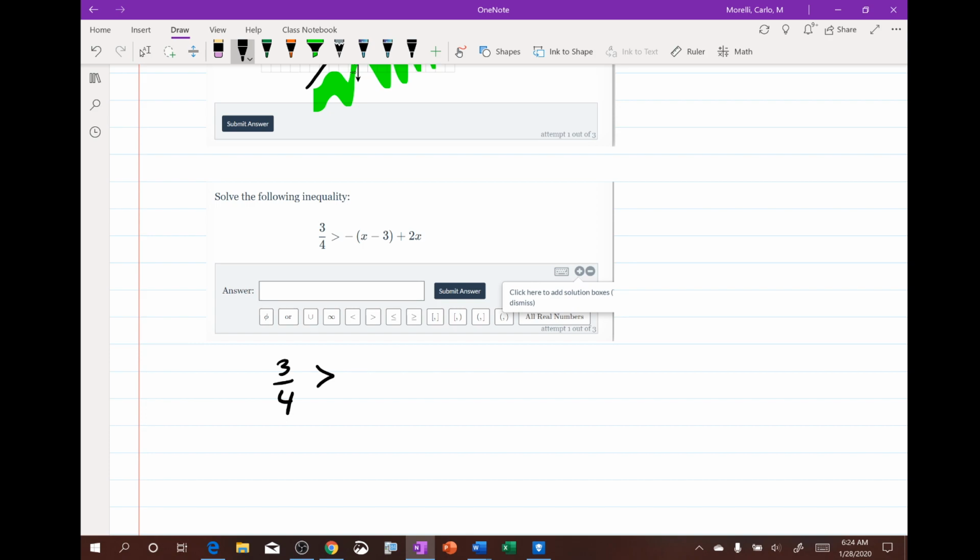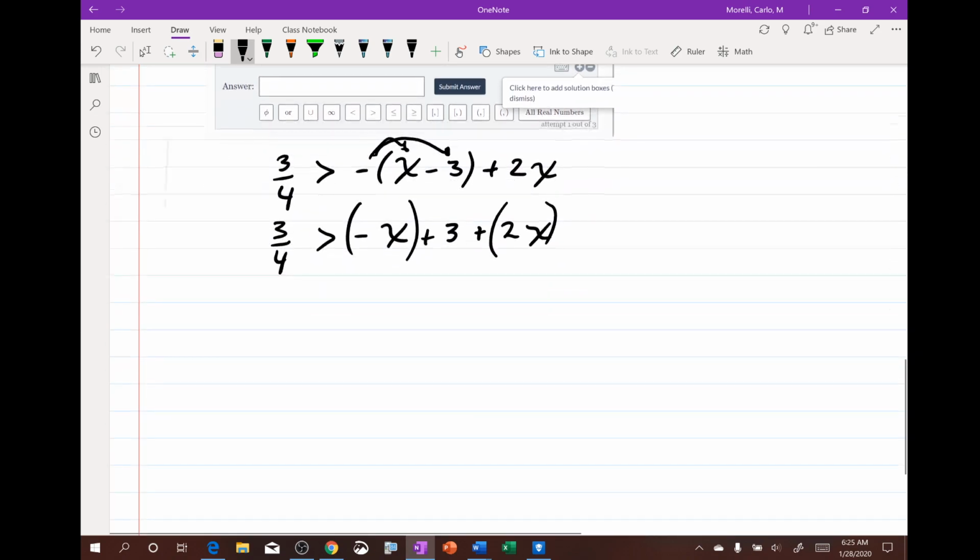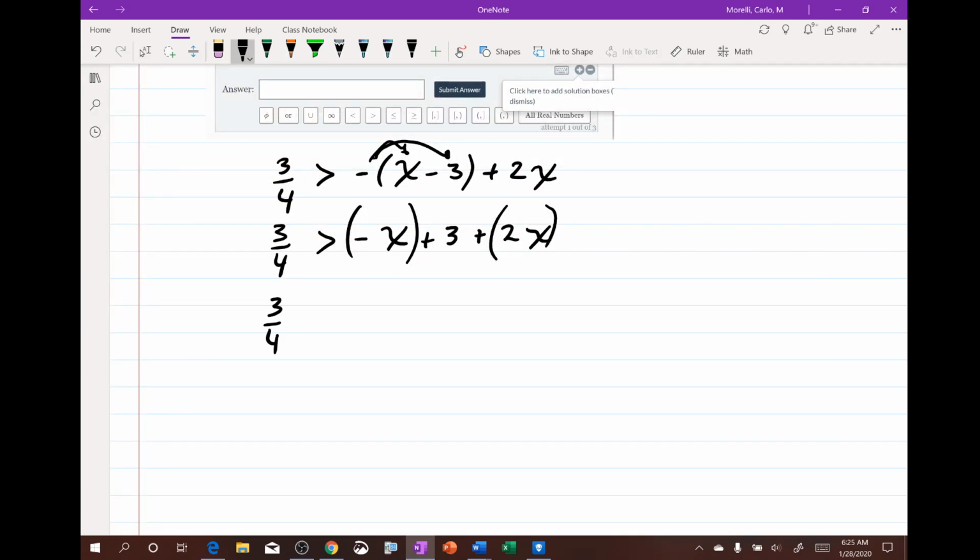So 3/4 is greater than negative, open parentheses, x minus 3, close parentheses, plus 2x. Okay, so first we'll distribute that negative symbol through our parentheses there. So I have 3/4 greater than -x plus 3 plus 2x. And now I need to combine like terms. So I'll write 3/4 greater than, and now I have -x plus 2x, which is just x, plus 3.